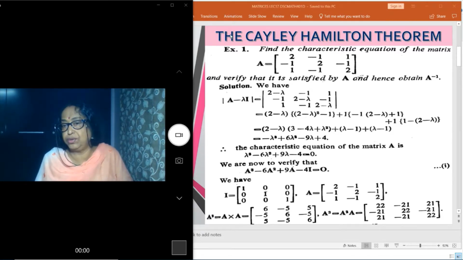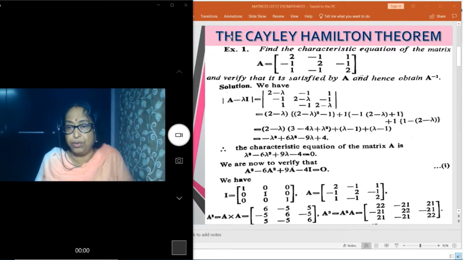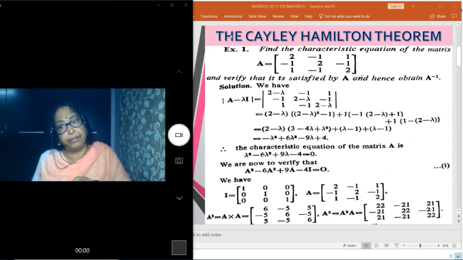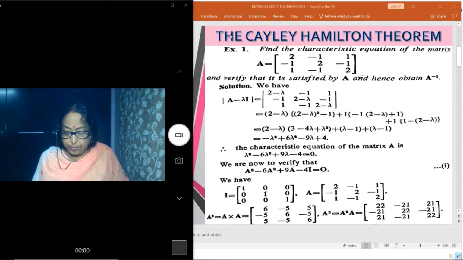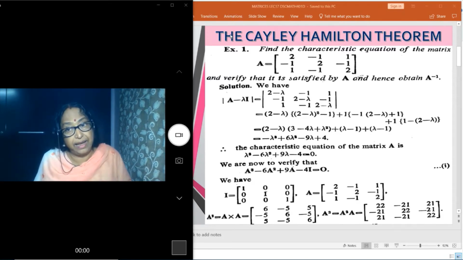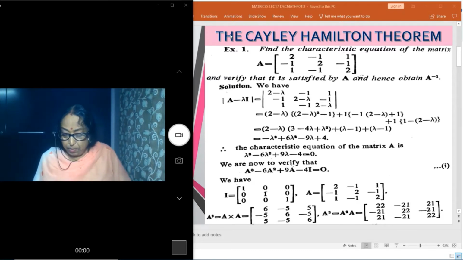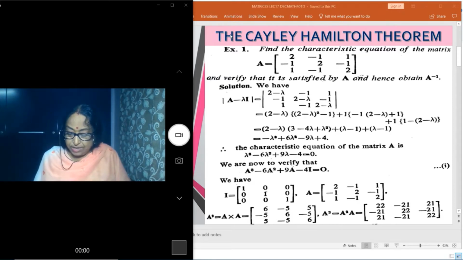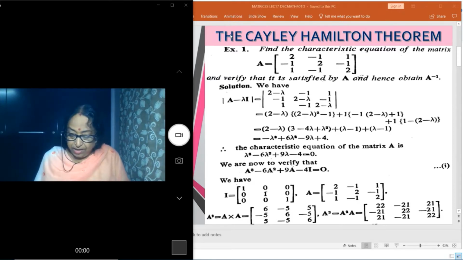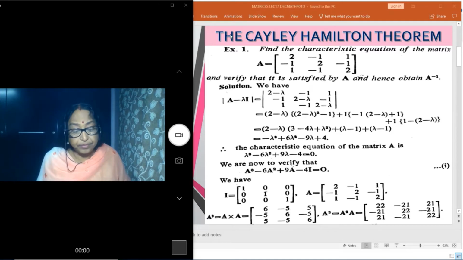Then we will go to the theorem itself, the proof of the Cayley-Hamilton theorem. Suppose a matrix A is given. Find the characteristic equation of the matrix, verify that it is satisfied by A, and hence obtain A inverse.